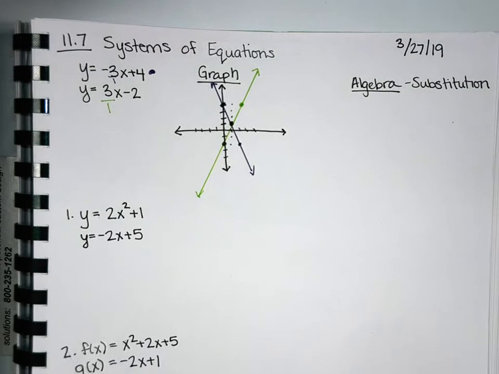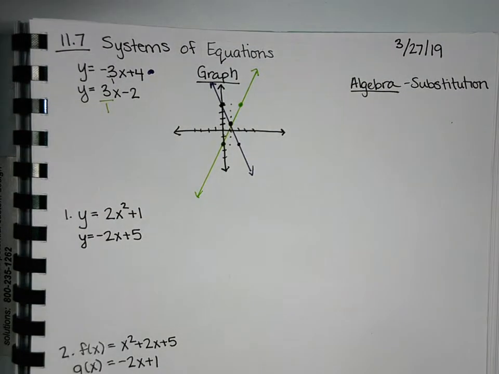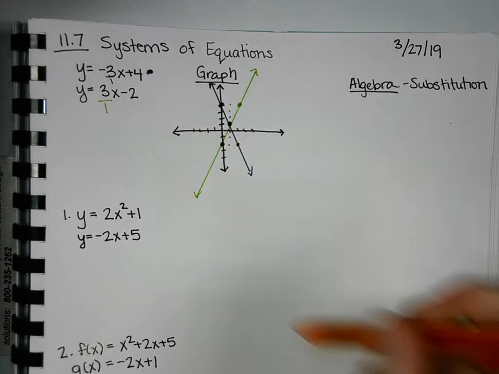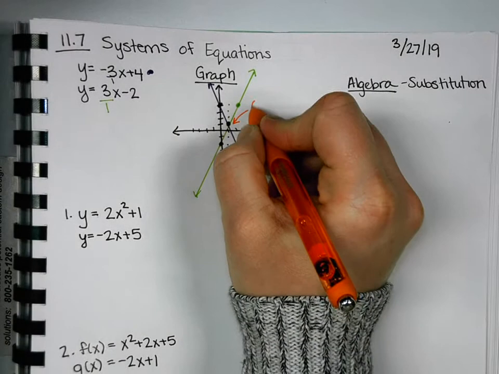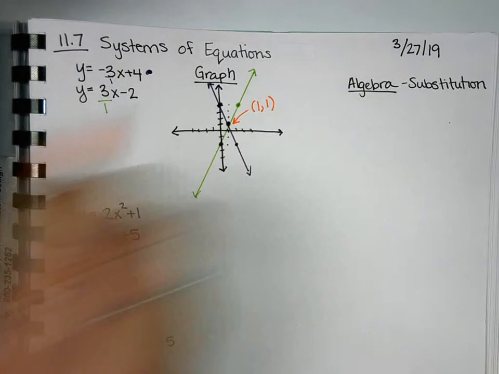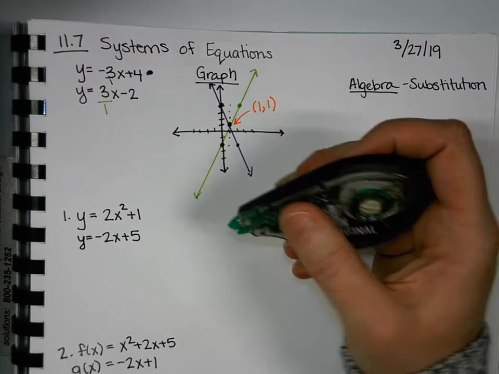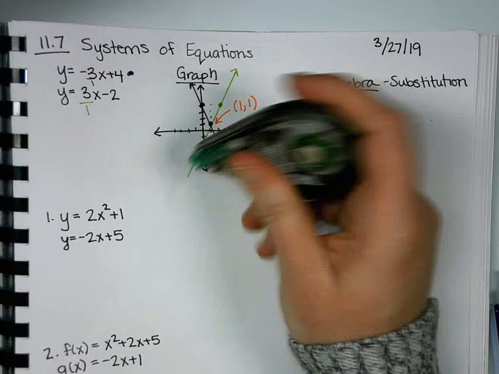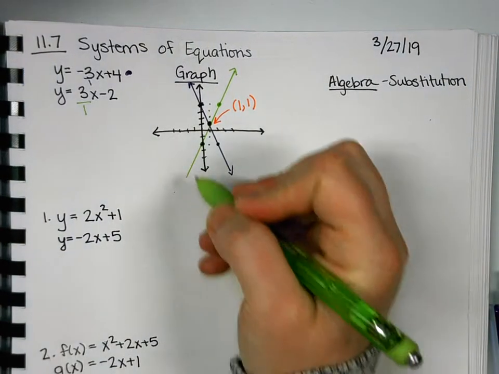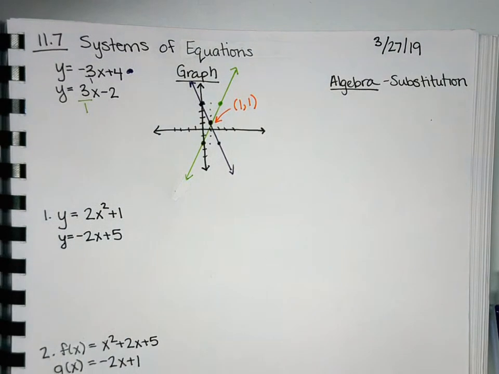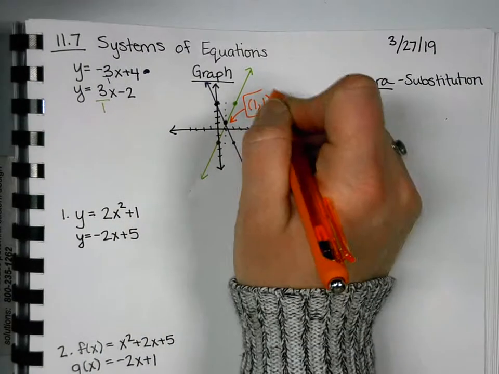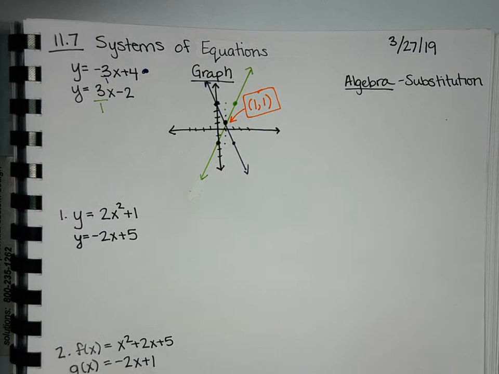All right, so where do these two graphs intersect? At 1, 1. So what's our solution? Anyone remember how we tell what the solution is? No one remembers how to tell the solution? You already said it. This point is your answer. Okay, so in a system, that point of intersection is your answer.